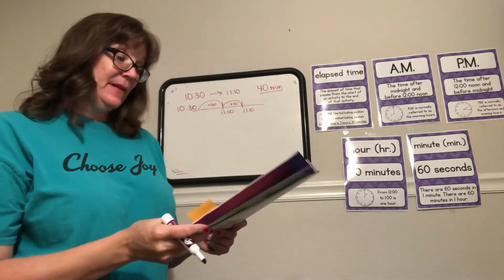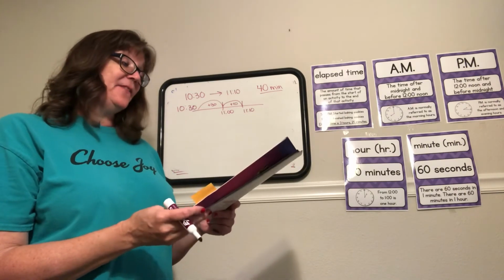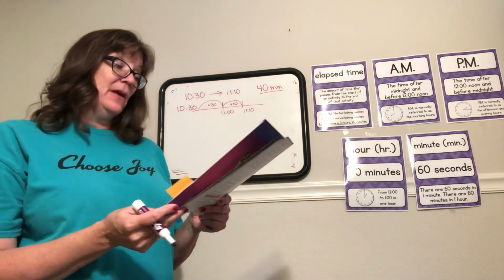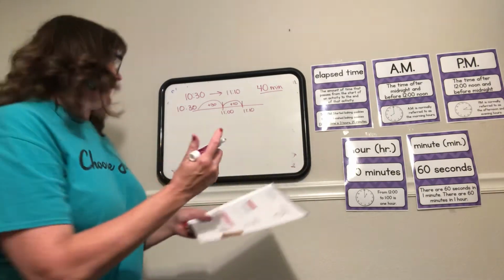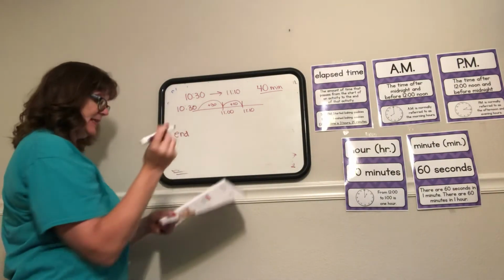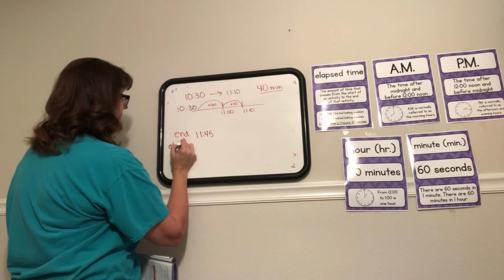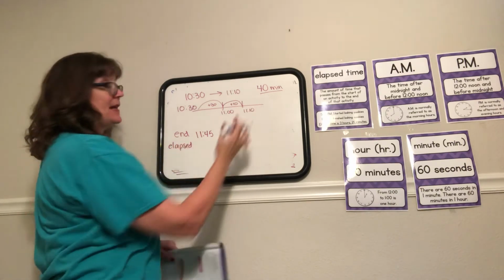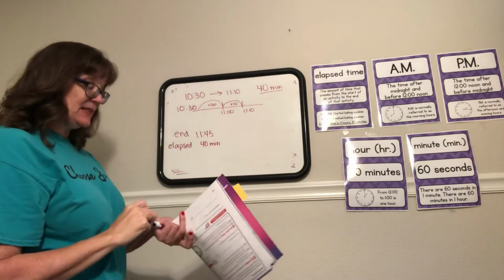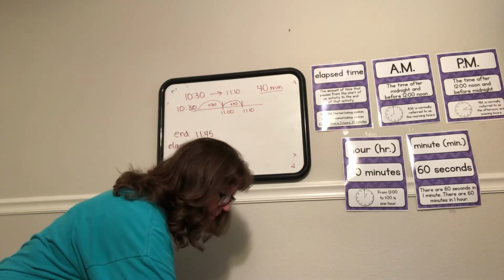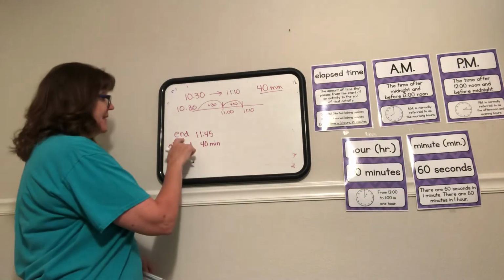But remember, that's just the first part of my story problem. Here's the second part. James finished fishing at 11:45 a.m. He fished the same length of time. At what time did James start fishing? So here we have the ending time. Ending time is 11:45. And the elapsed time, it said the same amount of time. So the elapsed time was 40 minutes. Now I first have to ask myself, am I given the start time or the ending time? Because that depends on which way I go on the number line. I have the end time here.